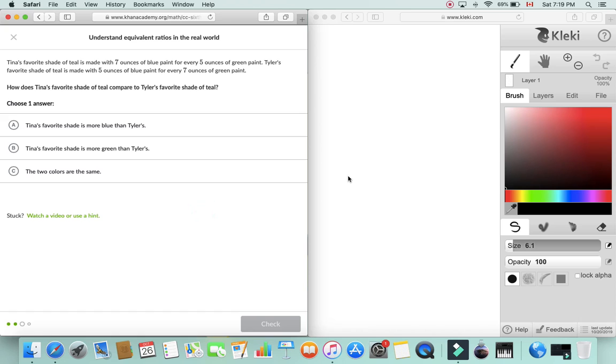Okay. Tina's favorite shade of teal is made with 7 ounces of blue paint for every 5 ounces of green paint. Tyler's favorite shade of teal is made of 5 ounces of blue paint for every 7 ounces of green paint. How does Tina's favorite shade of teal compare to Tyler's favorite shade of teal?